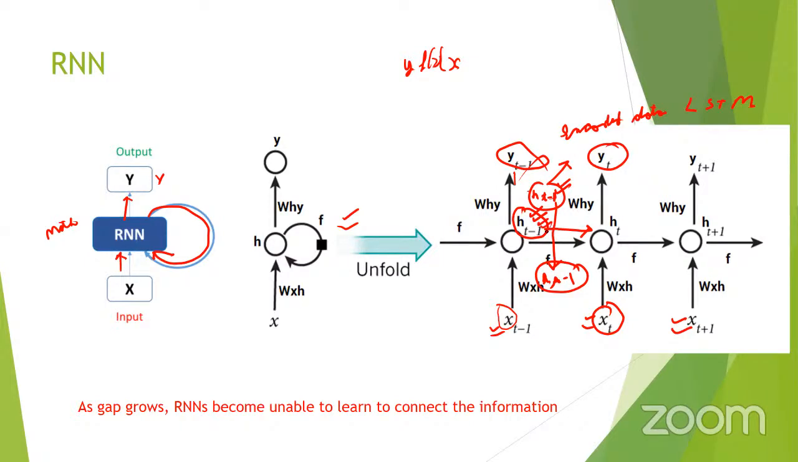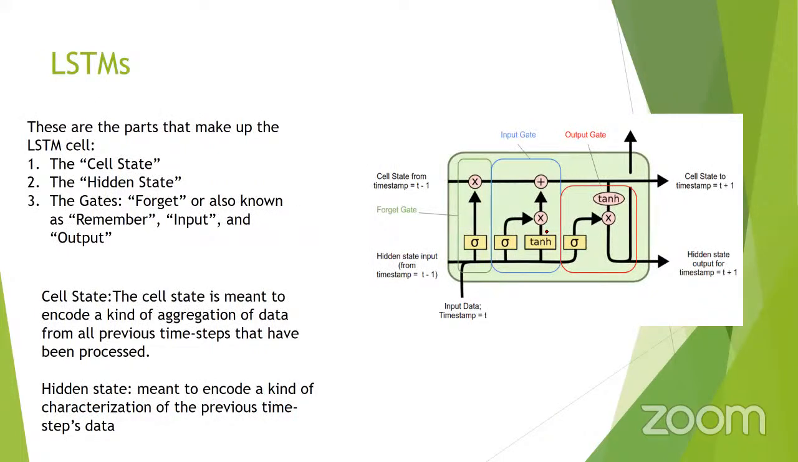So apart from this hidden state, one more thing was added inside my LSTM, that was this cell state. This is the basic structure of one of your LSTM cells, how it looks like. I will be explaining each of the units that constitute your complete LSTM. There are three different parts that make up your LSTM cell: one is your cell state, one is your hidden state, and the third one is your different gates.